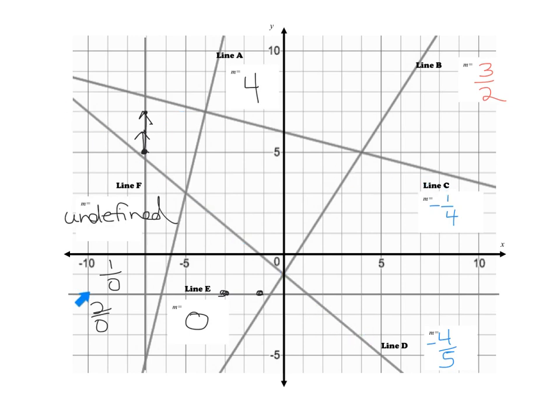Okay? Now, horizontal lines like this, it doesn't matter where I put that horizontal line. I'm still going to have a rise of 0, which means that my numerator is 0, which means the slope will always be 0. When it's undefined, I'm always going to have a run that is 0. So all vertical lines, it doesn't matter where I put that vertical line. Since your run's 0, it's always going to be undefined.